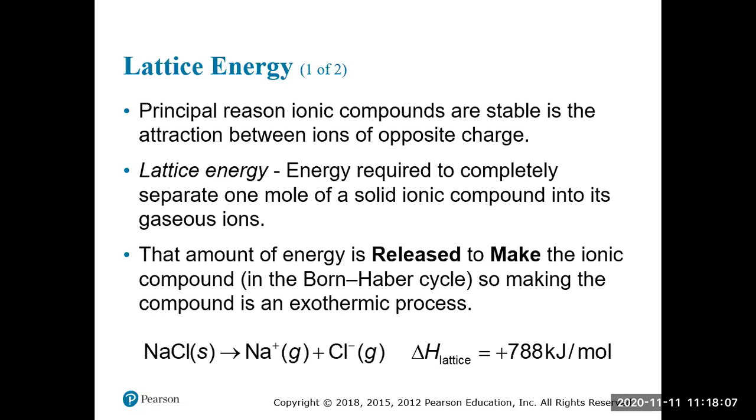If we go the other way and say we had that sodium cation and chloride anion in gaseous form, and we were combining that to make the sodium chloride solid, then that would still be 788 kilojoules, but it would be a negative value. Because if you're going that other way of forming, we just said that that's a real exothermic process, so the sign would change.